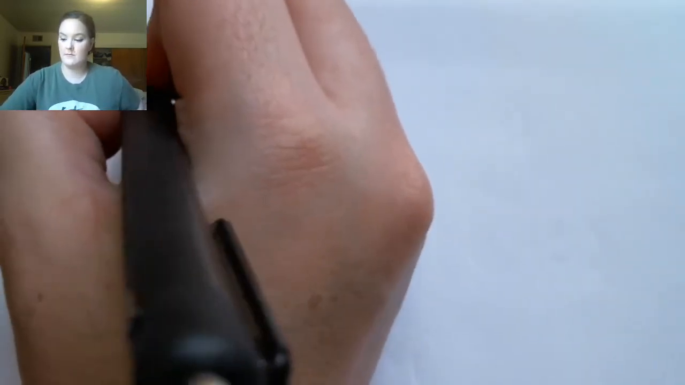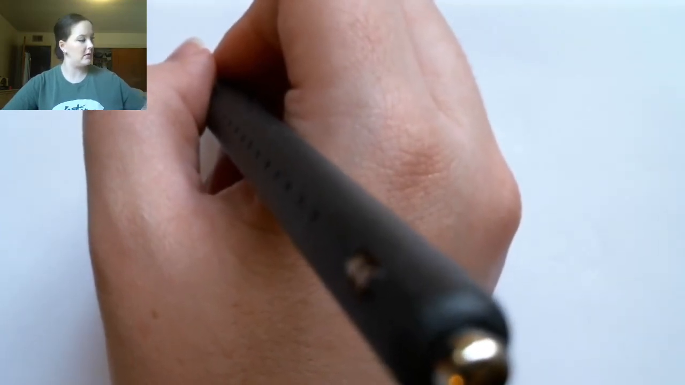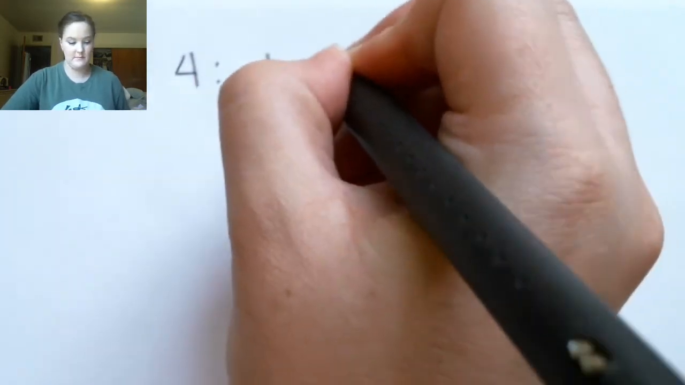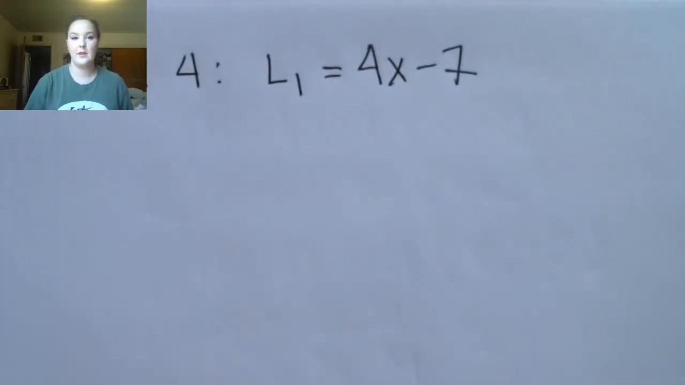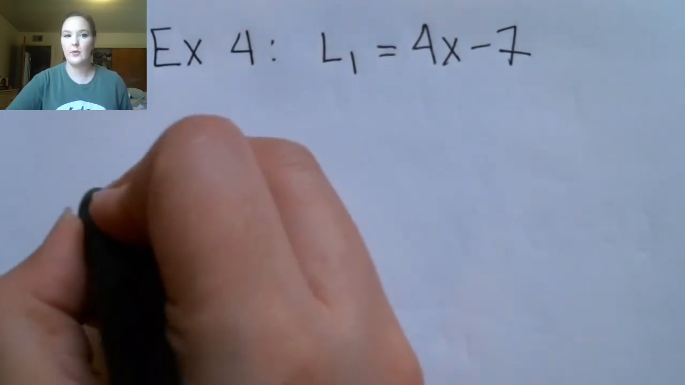Okay, let's answer a slightly more advanced type of example. I think this is example 4. Yes. So we have this line 4x minus 7, and we're going to answer a couple of questions about this.